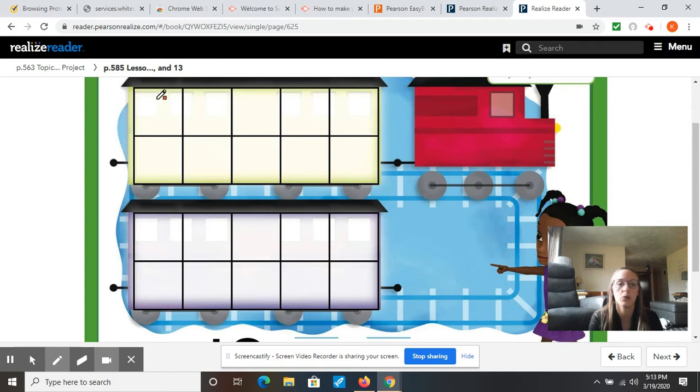And here's how we work on this. We are going to start with number 1 and count on until we get to 13. Ready? 1, 2, 3, 4, 5, 6, 7, 8, 9, 10. Now that whole yellow one's filled up, but we're not done yet.